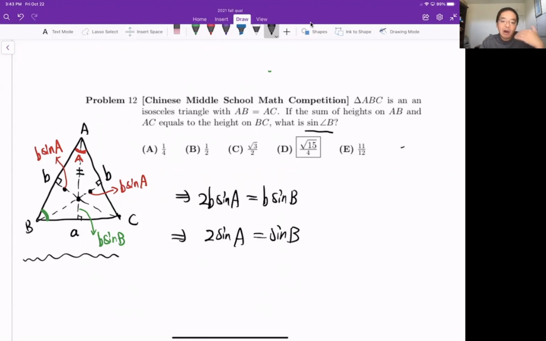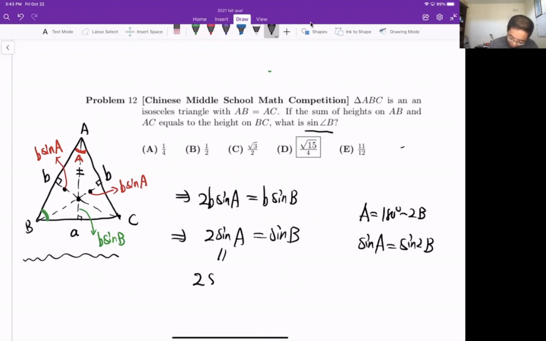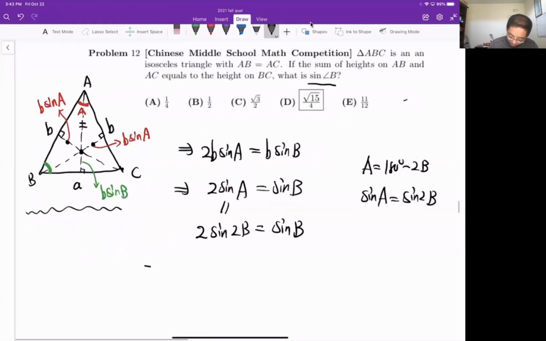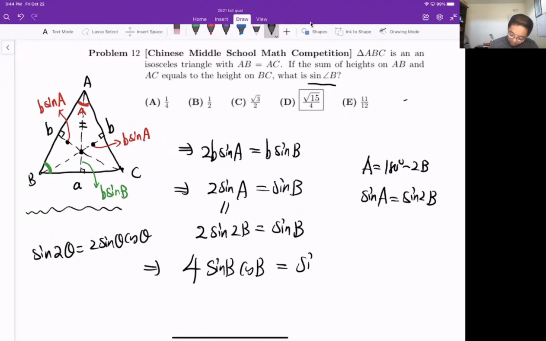And then the question is, how should we proceed from here? How should we solve the equation 2 sine A equals sine B? Because here we have two angles, A and B. So the point is, what is A? A equals 180 minus 2B, and therefore sine A will just be sine 2B. So we get 2 sine 2B equals sine B. Then we apply the double angle formula: sine 2 theta equals 2 sine theta times cosine theta. So this becomes 4 sine B times cosine B equals sine B.